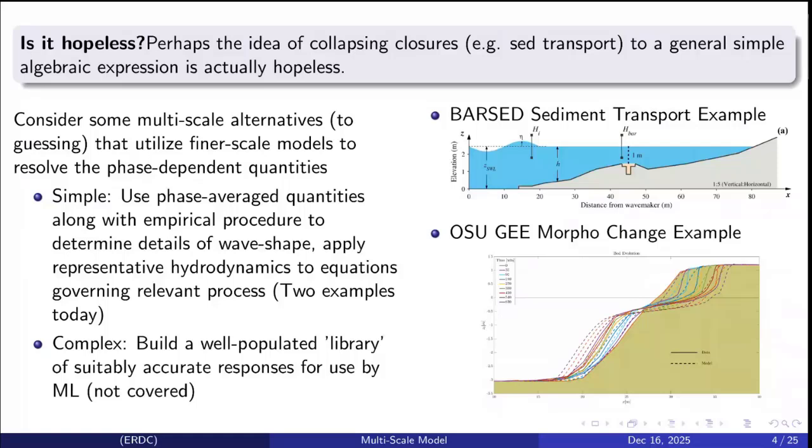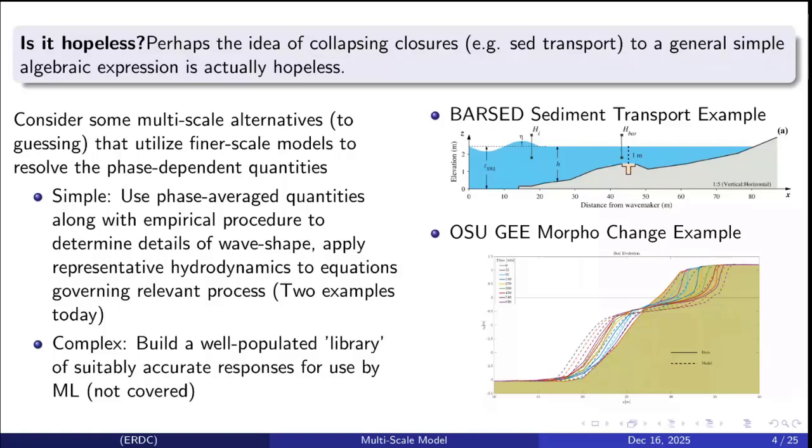One alternative, the one that we'll be talking about in this talk, is to utilize a finer scale model to resolve the phase-dependent quantities. And I call these simple and complex, but that's probably not the best expression. I think that the first one is simple because I understand it, and the second one is complex because I don't. But the simple one uses phase-averaged quantities along with an empirical procedure to determine the details of wave shape, like in a phase-resolved way, and it applies the representative hydrodynamics to equations that govern the relevant processes. And the relevant processes are, of course, the sediment transport problem.